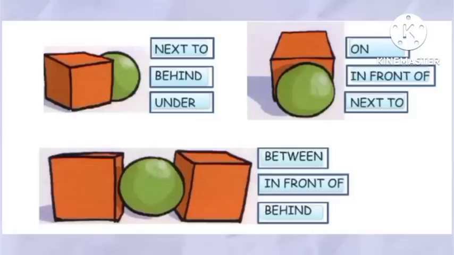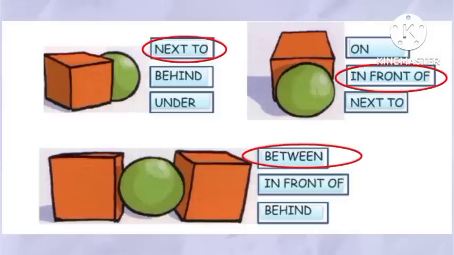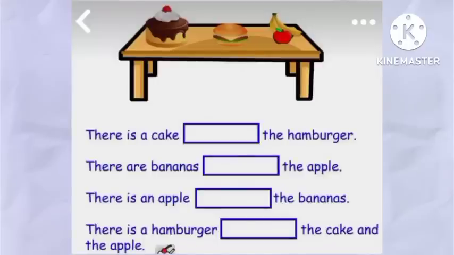Okay. Next picture. Where is the ball? Good. The ball is next to the box. Where is the ball? The ball is in front of the box. The last, where is the ball? Good job. The ball is between the boxes. Okay, now let's see the next picture.